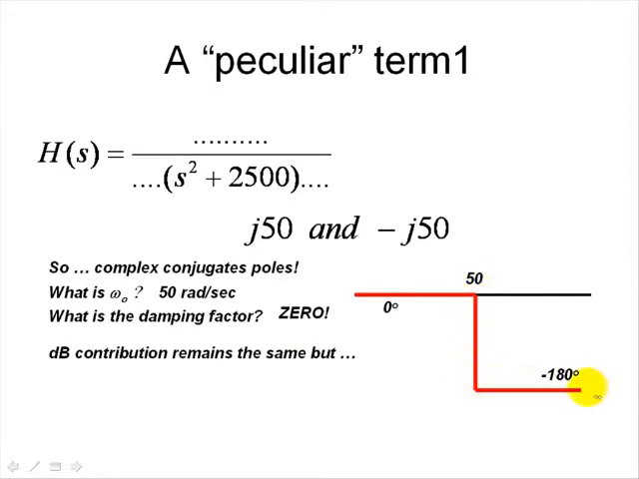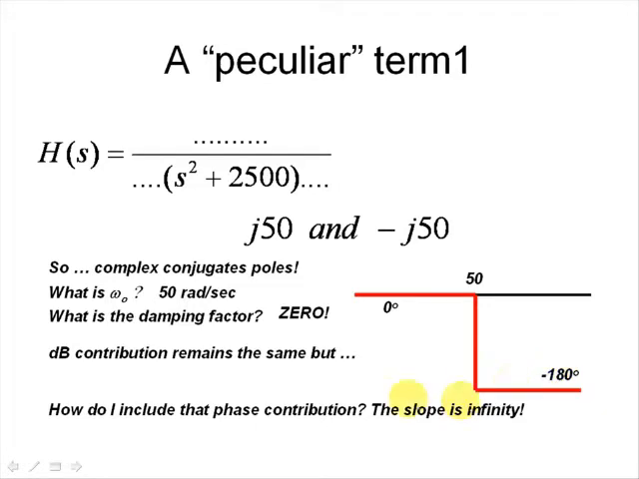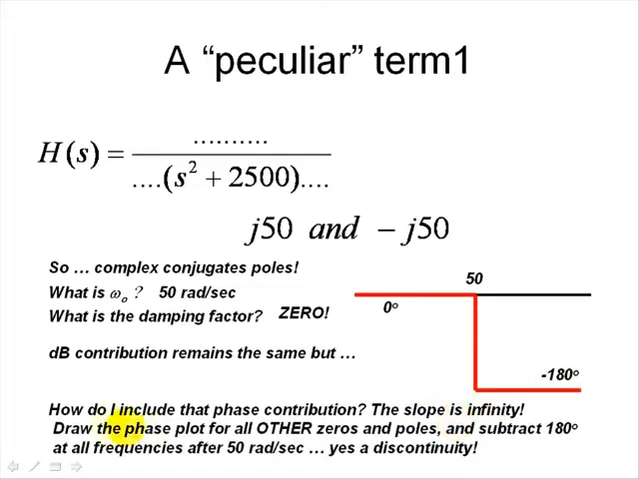How do I include this phase contribution? Its slope is infinity. Draw the phase plot for all other zeros and poles, and then subtract 180 degrees at all frequencies above 50 radians per second. Yes, there is a discontinuity.